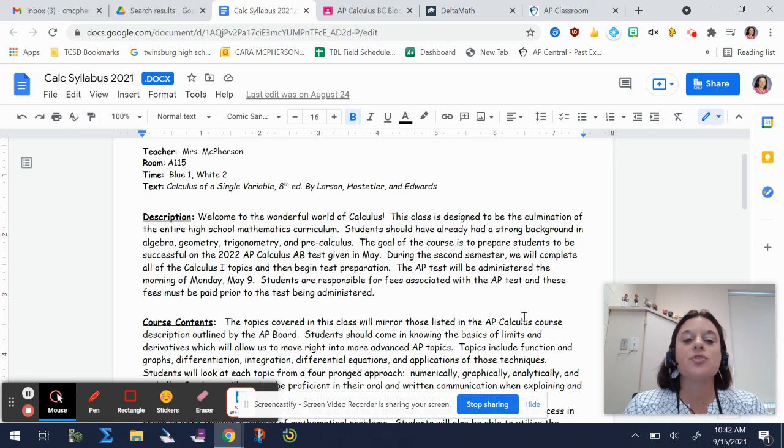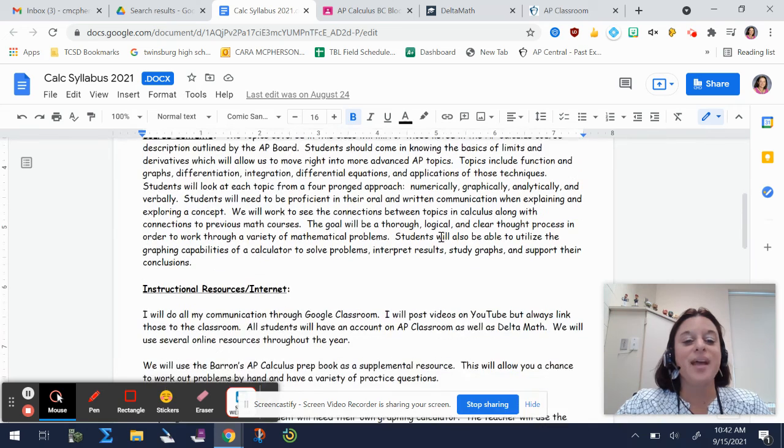All of the fees, everything associated with AP, does get paid through the district. I believe it can be done through Easy Pay or through check prior to that test happening in May. Our goal will be to hit all of the topics between now and then and give them a chance to put it all together and review and get them ready for that course and that test.